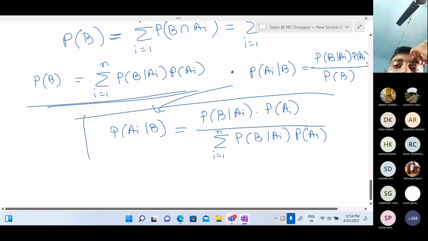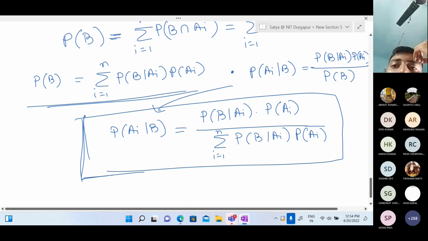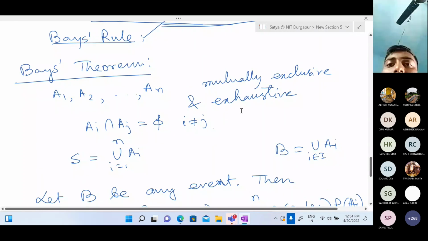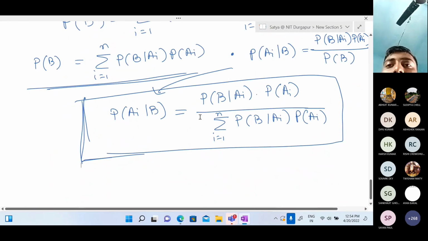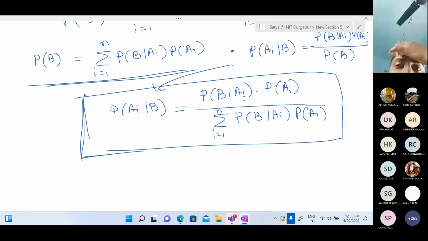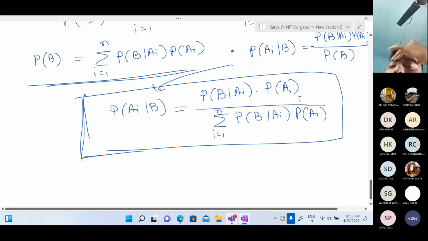So this formula is actually the Bayes theorem. And what is the facility here? If the events are finite, mutually exclusive and exhaustive, then for finding the conditional probability of any event, since the Ai are individual, if we are able to find the probability of B given Ai, that is the opposite direction, then we can find the correct direction.